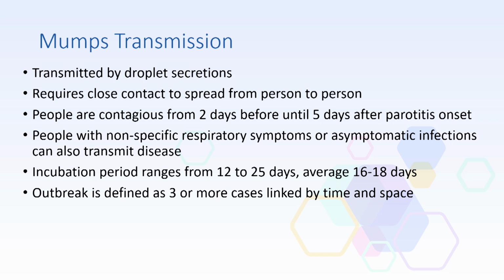The mumps incubation period is long, ranging from 12 to 25 days, with an average of 16 to 18 days, contributing to prolonged outbreaks. An outbreak is defined as 3 or more cases of mumps linked by both time and space.